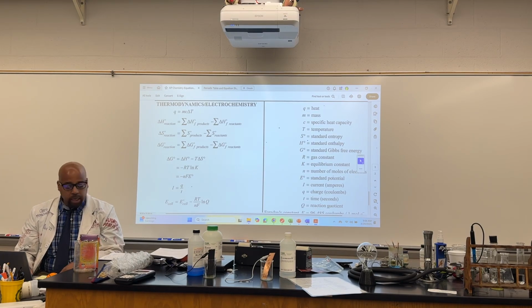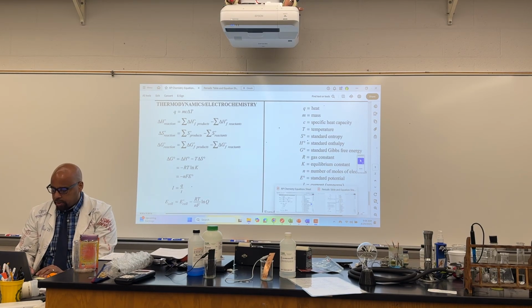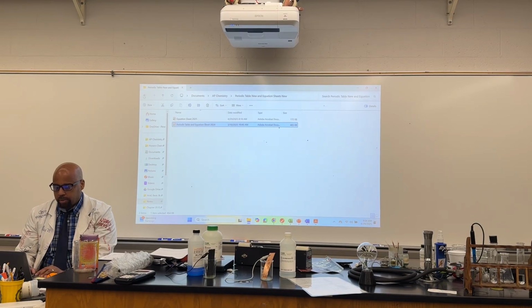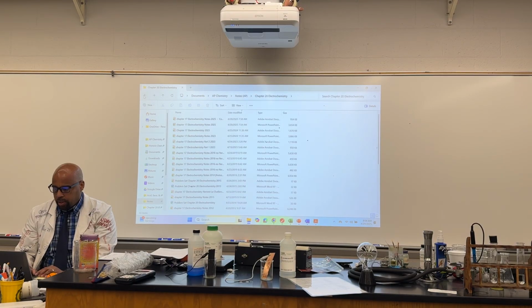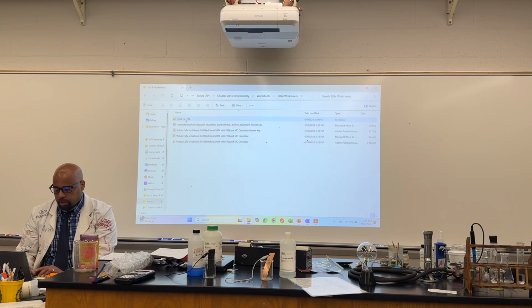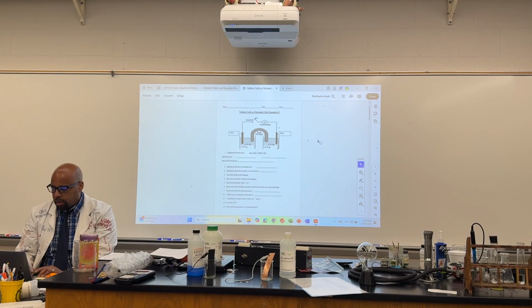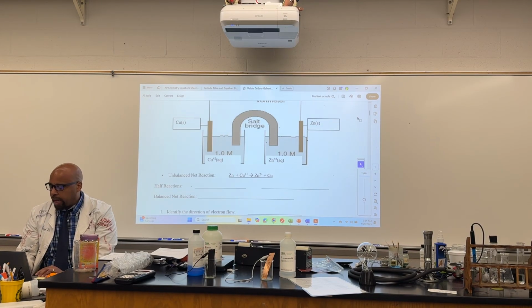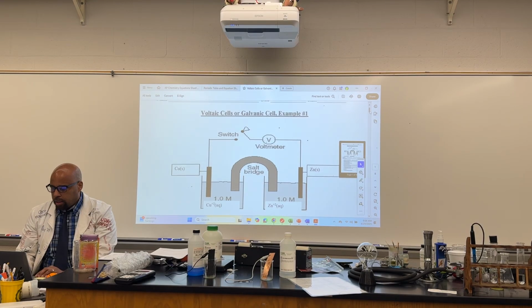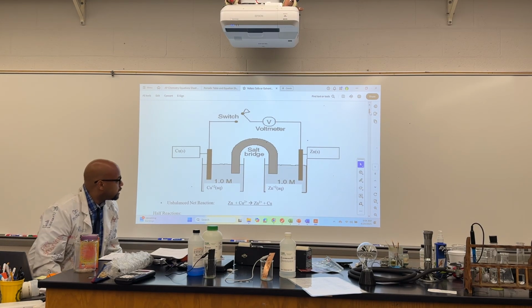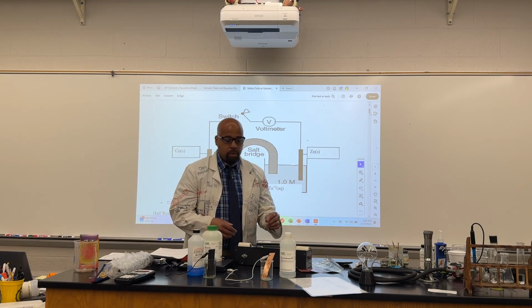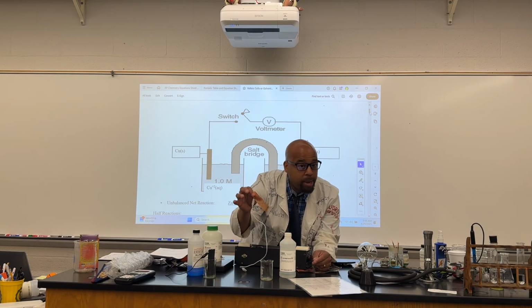So what we're going to do is take a look at this problem right here. Let me open it up really quickly. Here we go. It's going to be that worksheet that I just gave you, which is this one right here. Basically what we've got here is this Voltaic cell. What you'll notice is that they took a piece of copper metal.